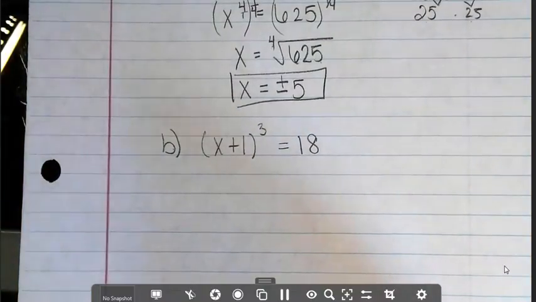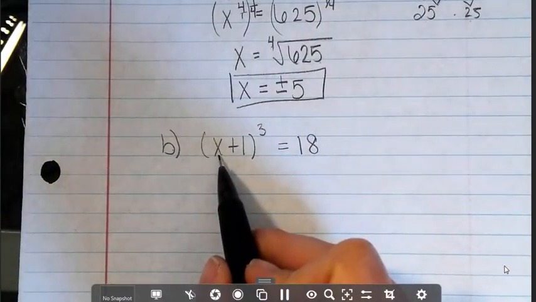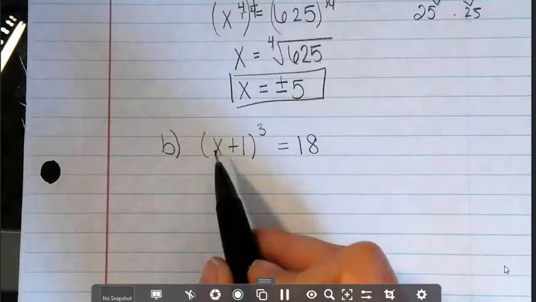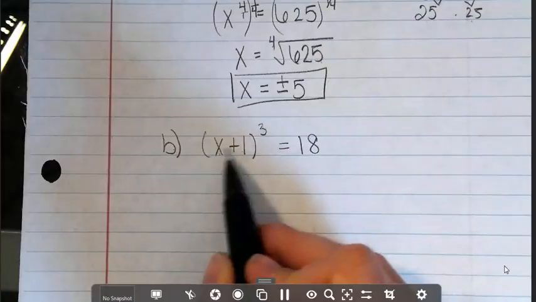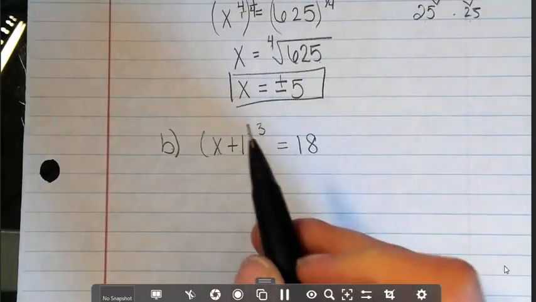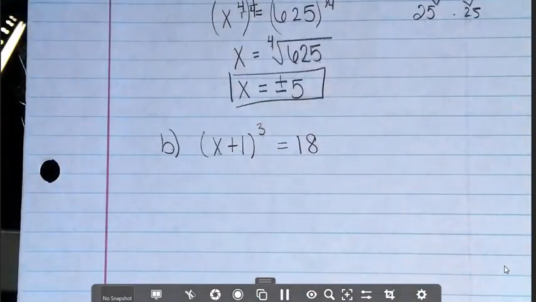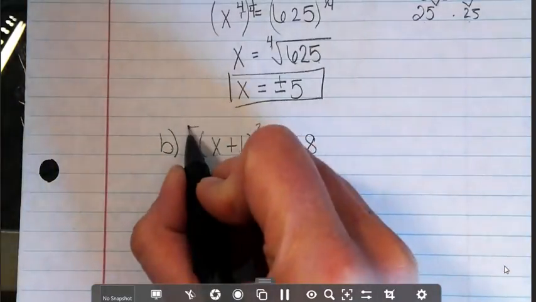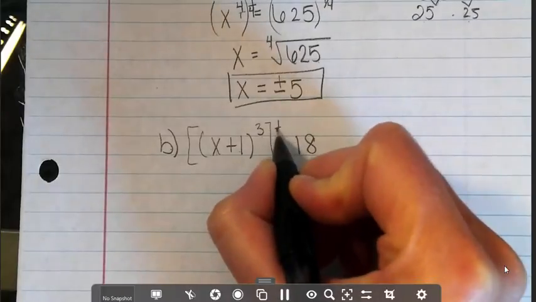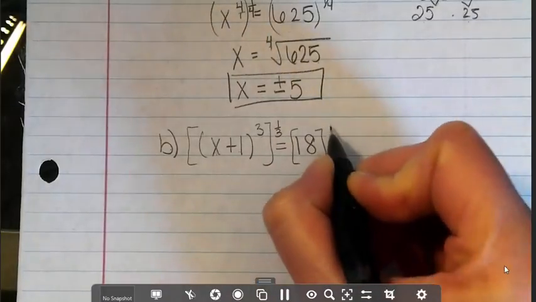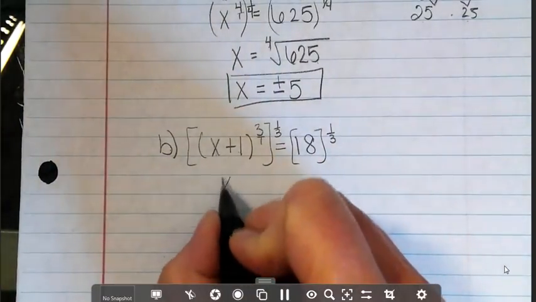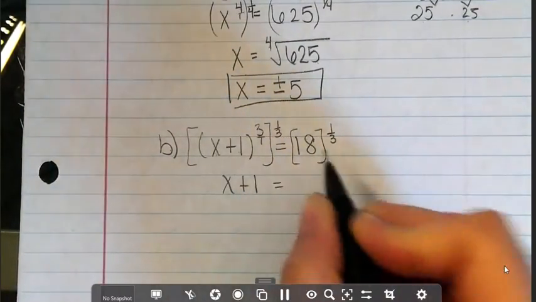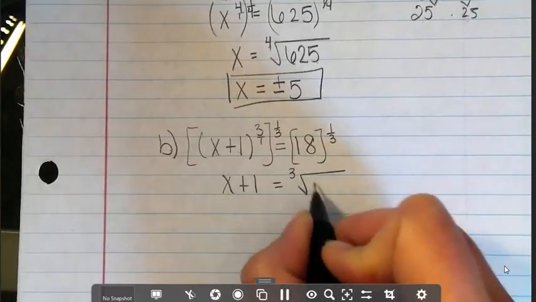Okay, so if there was anything that I could undo that is right next to x, that would be awesome. The problem is I can't undo this because everything in these parentheses is getting cubed. So the first thing I'm going to do is basically uncube it. And when I say that, I mean raise it to the 1/3 power or cube root it. So if I raise it to the 1/3 power, I need to do both sides, which basically turns this into 1. So I'm left with x plus 1 equals, well, it's the cube root of 18.